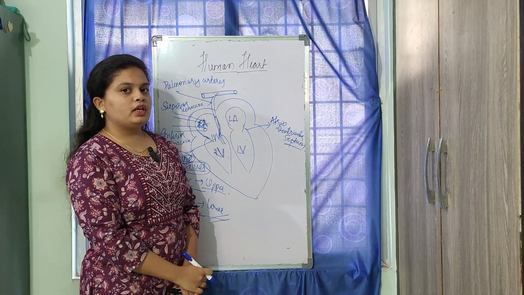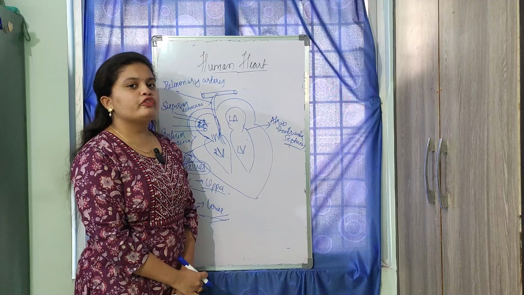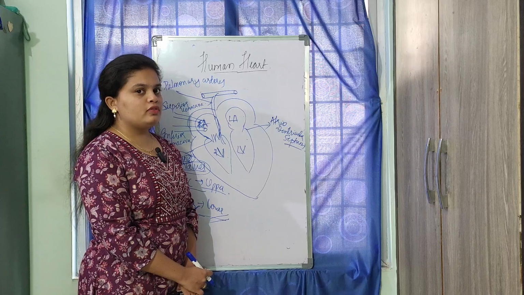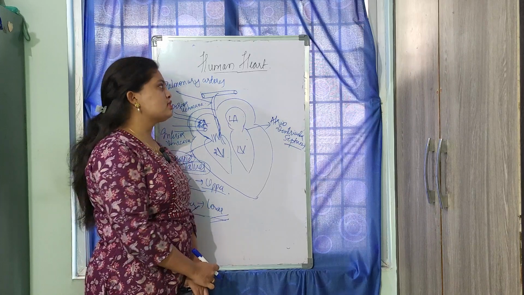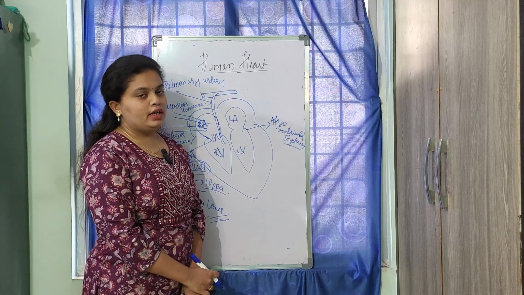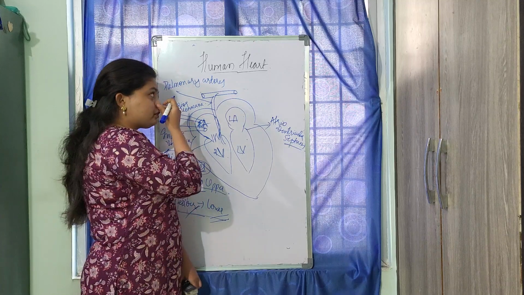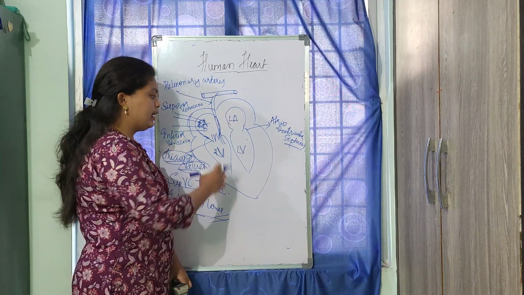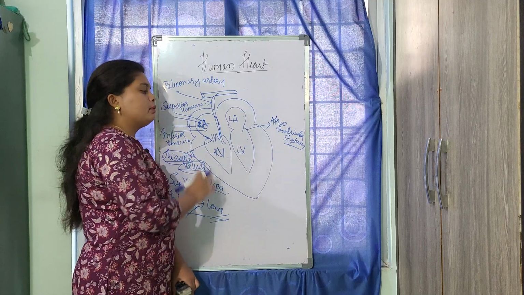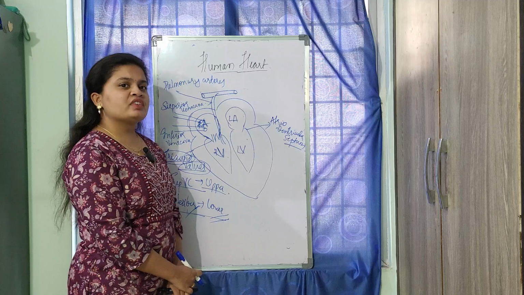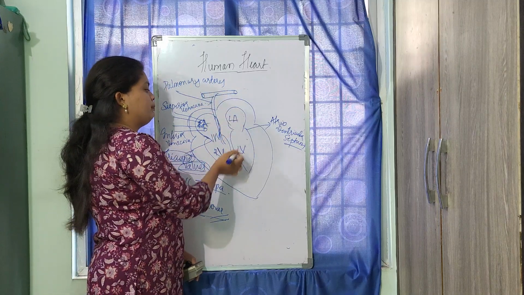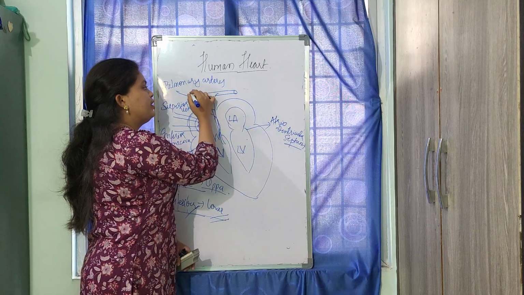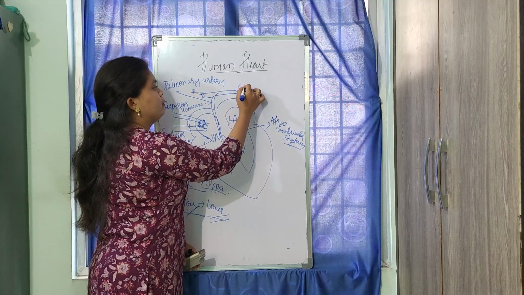This pulmonary artery is the only exceptional artery which is carrying deoxygenated blood. As you know, arteries are always responsible for carrying oxygenated blood, but this pulmonary artery is an exception. Why is it an exception? Because this is the only artery which is carrying deoxygenated blood from the right part of the heart to the lungs. This pulmonary artery is going to be divided into two bifurcations: the right pulmonary artery and the left pulmonary artery.